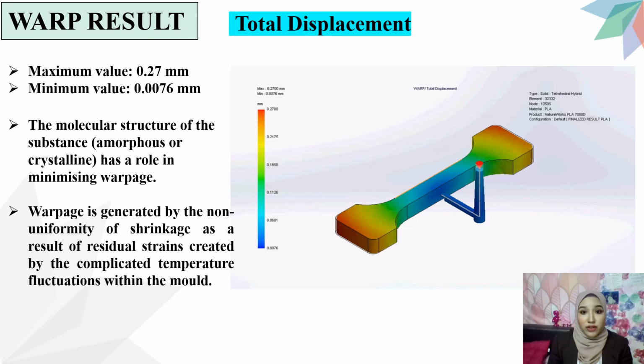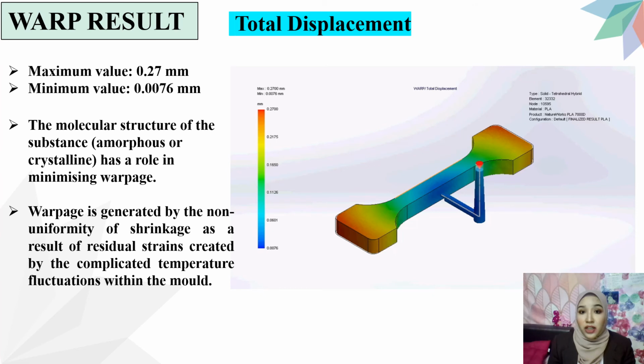Lastly, the warp result. The maximum total displacement for the warpage is 0.7 mm and the minimum value was 0.007 mm. The animation shows the intended shape of the molded part was distorted in small displacement only.